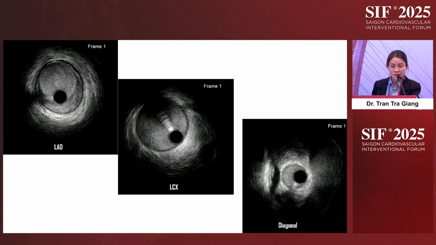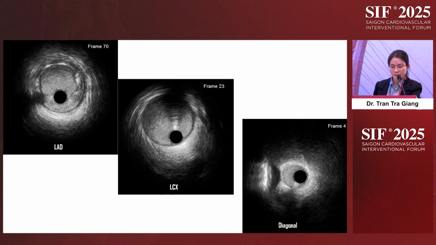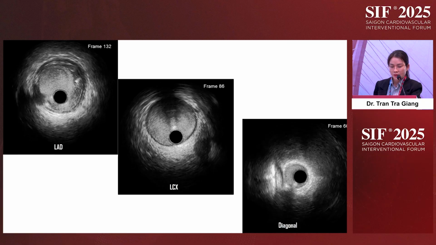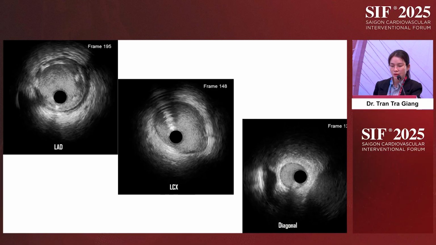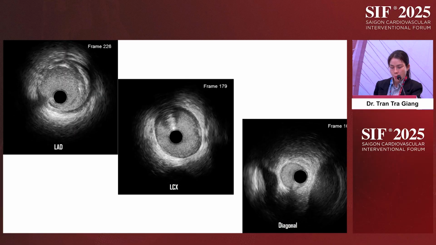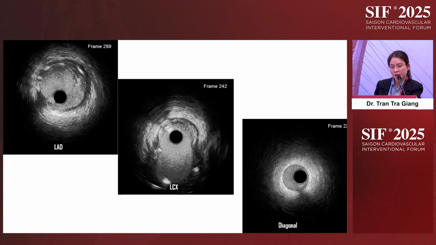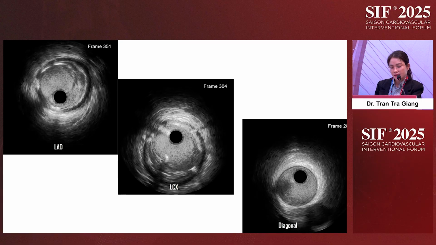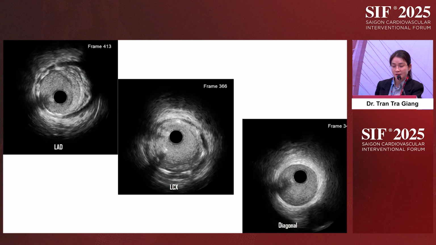And here is the IVUS of the patient that we checked before we did the procedure. You can see here new soft atherosclerotic plaque formation. You can see a very sharp plaque in the stent, left main, and LAD, even extending to the artery of the circumflex and diagonal.